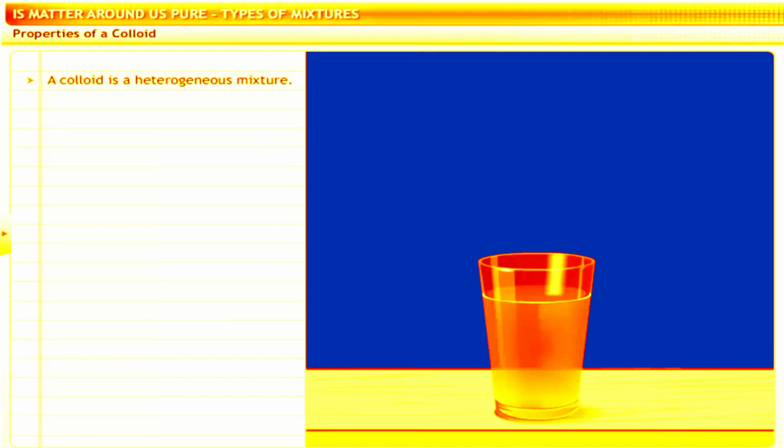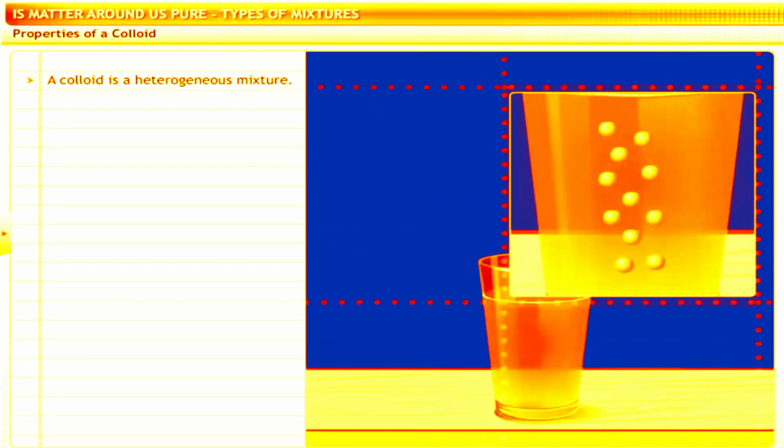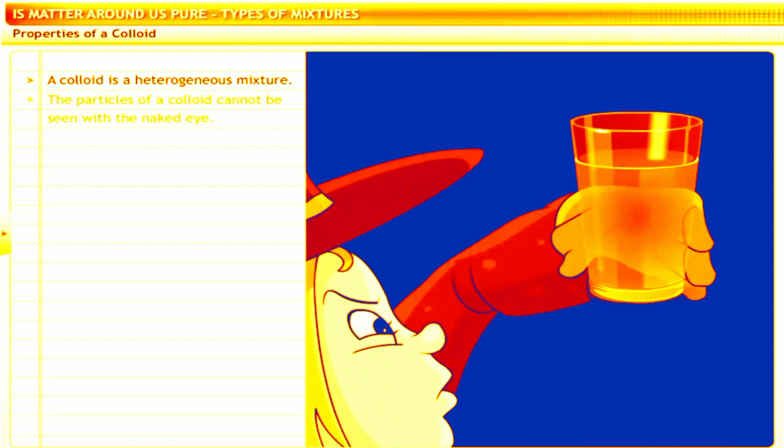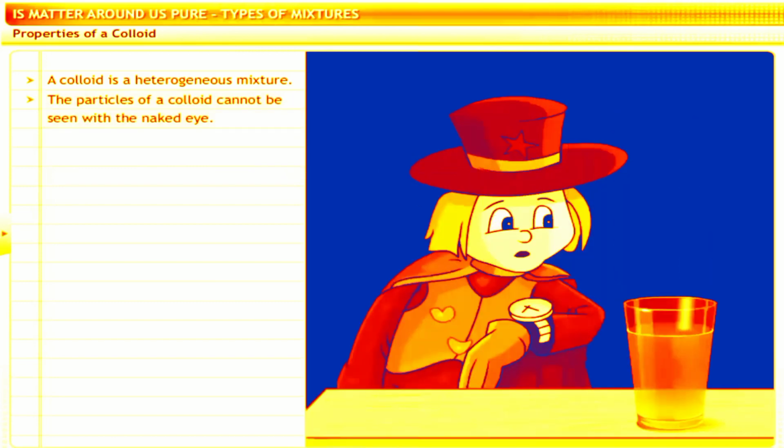Since its particles are smaller in size than those of a suspension, the colloid seems to be homogeneous. However, a colloid is actually a heterogeneous mixture. The particles of a colloid are very small and cannot be seen with the naked eye. The particles in a colloid do not settle down when left undisturbed. This shows the stable nature of the colloid.